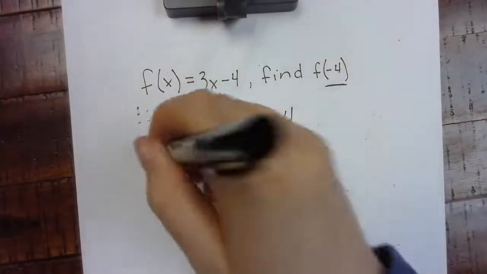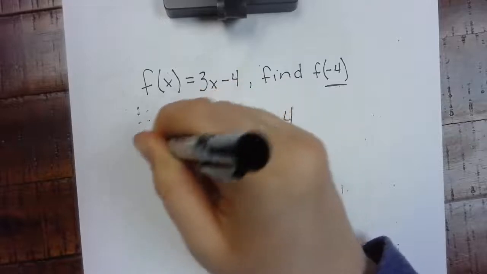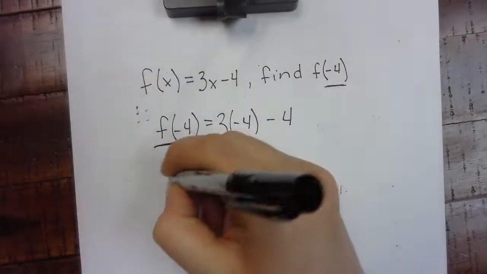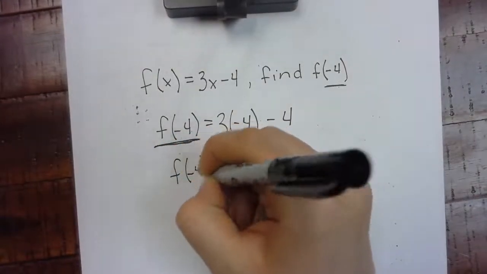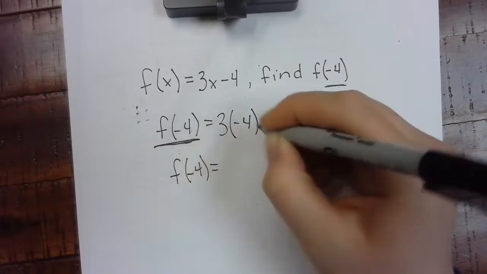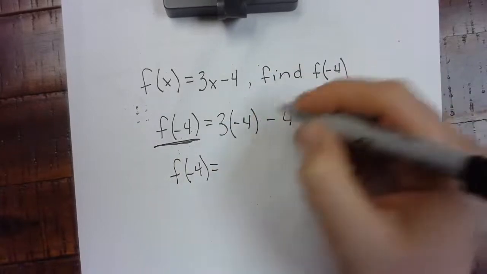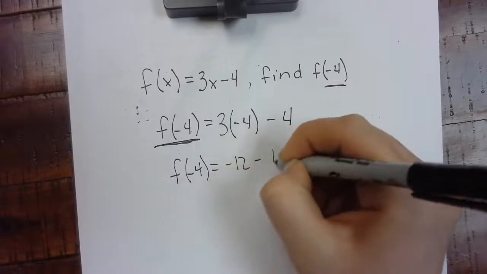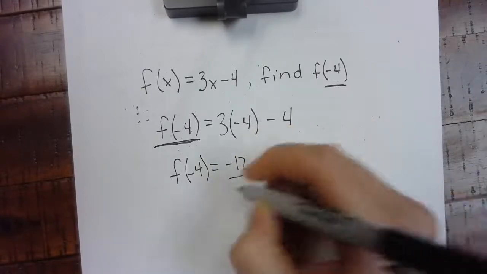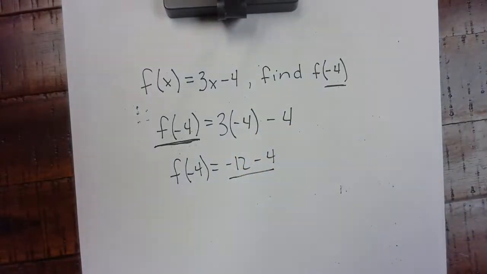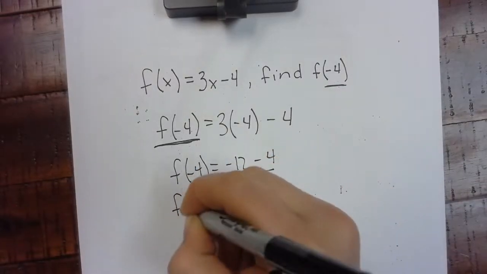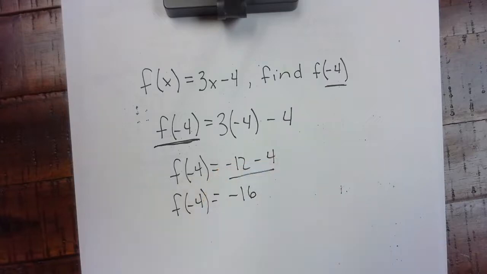We do not mess with this. This stays the same no matter what. That's what we're trying to find. So we're going to carry that down, f of negative 4. And we're just going to solve for the right side. So 3 times negative 4 is negative 12 minus 4. Negative 12 minus 4 is negative 16. That means f of negative 4 is negative 16.